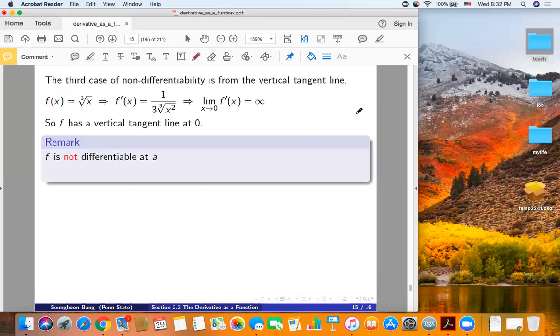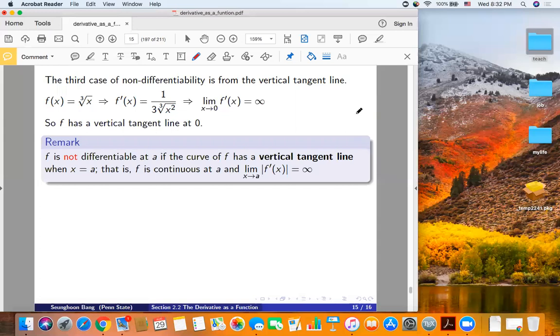F is not differentiable at A if the curve of F has a vertical tangent line when x equals A, that is, F is continuous at A and the limit of the absolute value of F prime of x equals infinity. This is called a vertical tangent line. This is the idea. So, to summarize.